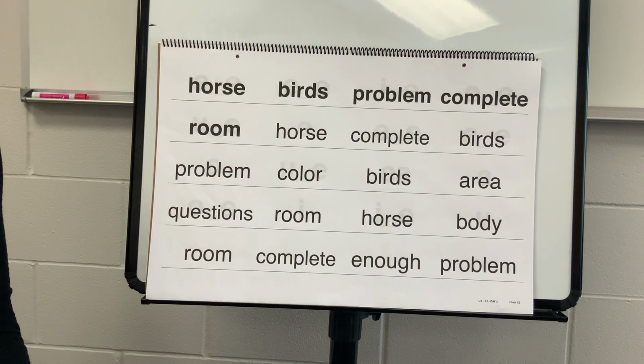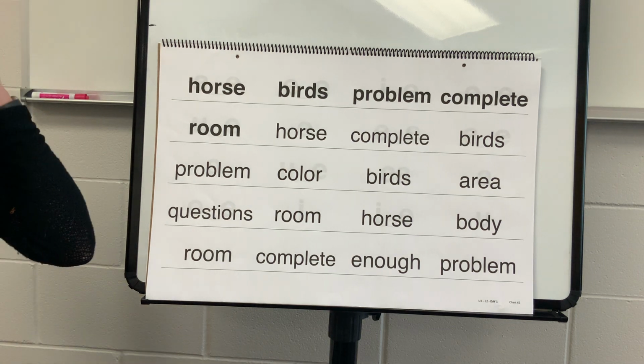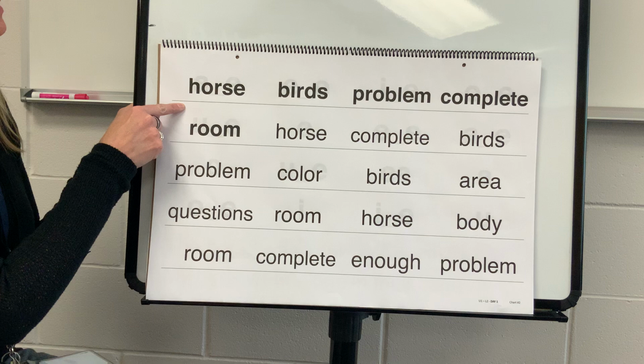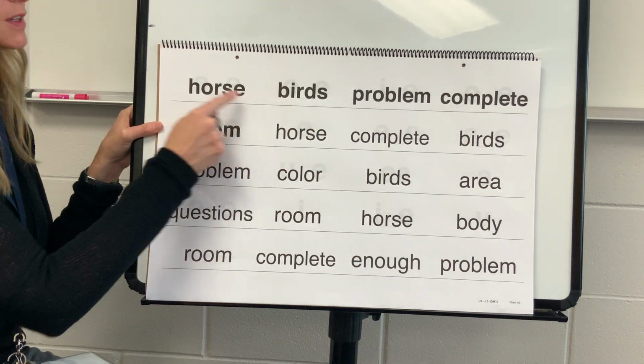This is third grade, unit one, lesson two, day one. You're going to read, spell, read five new words, and then read the rest. This word is horse. What word? Horse. Spell horse.